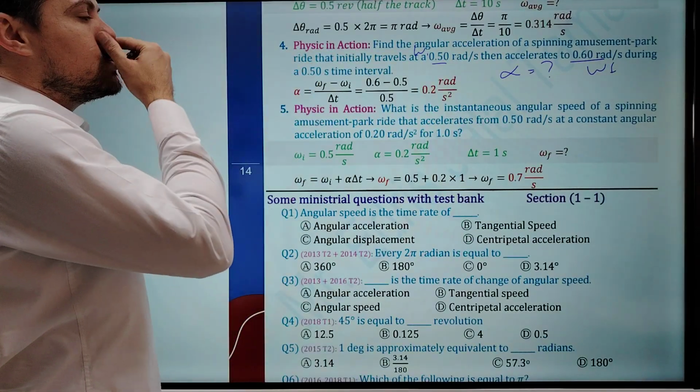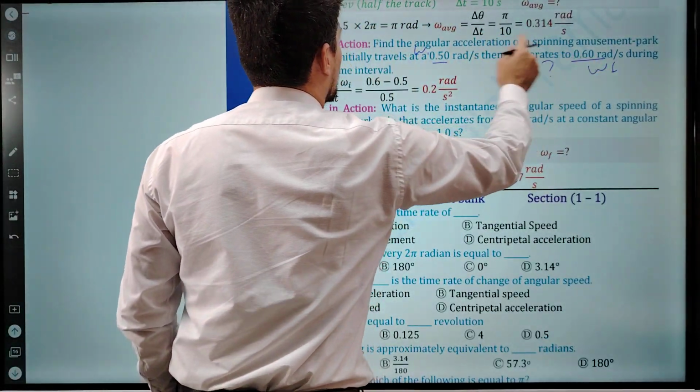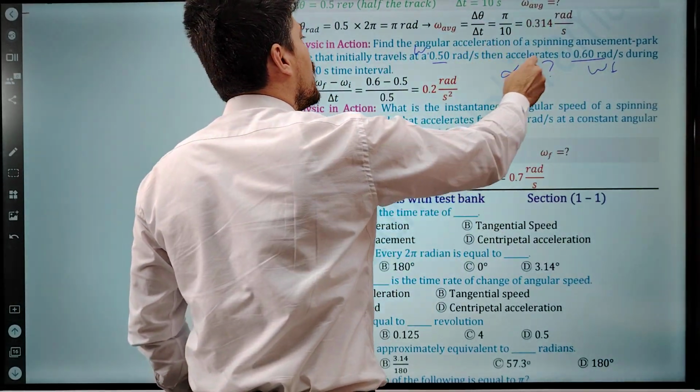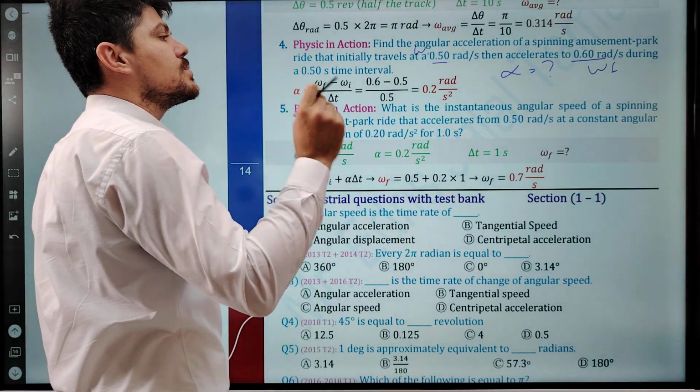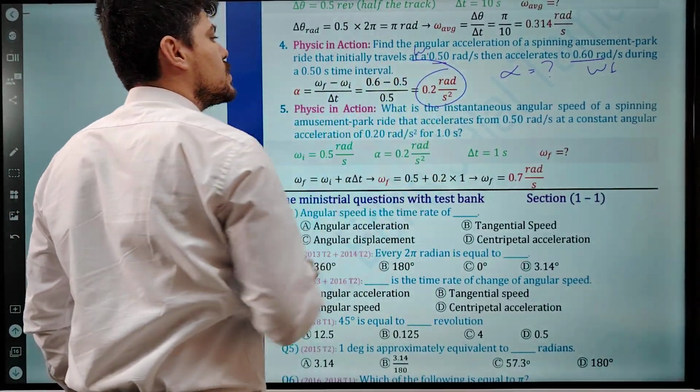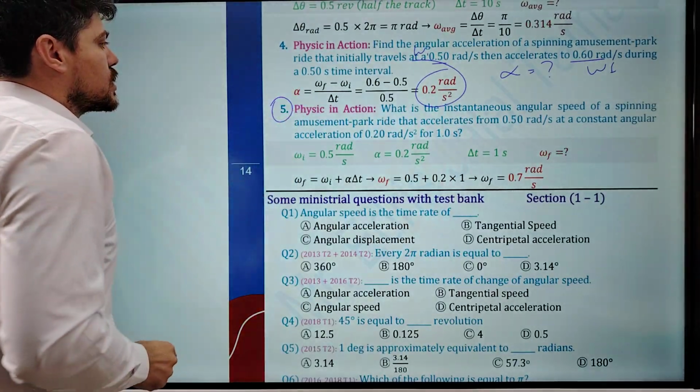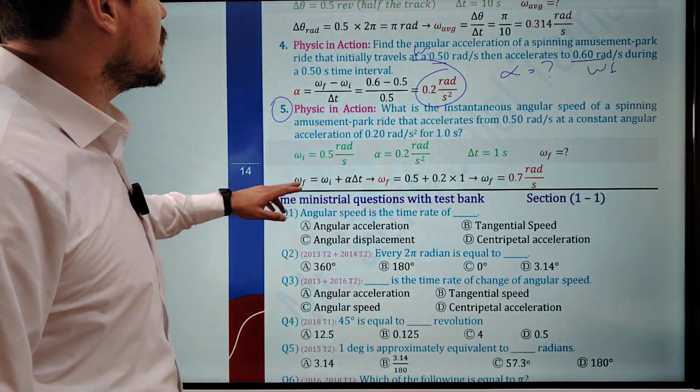This is speeding up. Which one is bigger, omega final or omega initial? Omega final is bigger. So that means alpha is positive or negative? Alpha is positive. The last question in section review, section 1, physics in action.